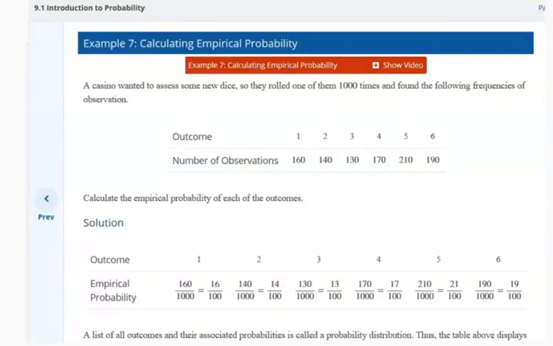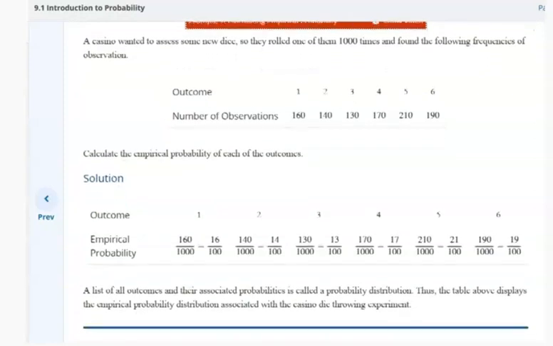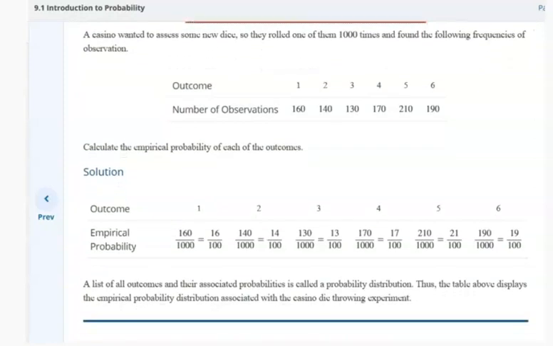Now, in example 7, we're doing what is called empirical probability. Here, a casino wanted to assess new dice, so they roll one of them 1,000 times. So again, your sample space is 1,000. And then they got a 1, a 2, a 3, a 4, a 5, a 6. And then putting this all over 1,000, they got their what are called probability distributions. And again, I don't think you need to write all this down. It's just another example of it.